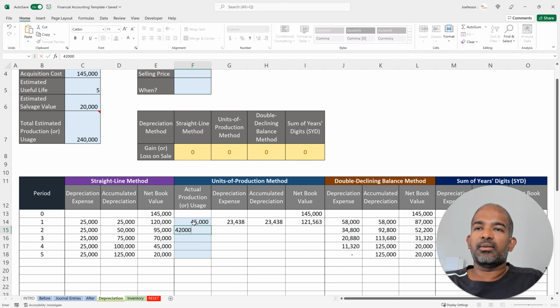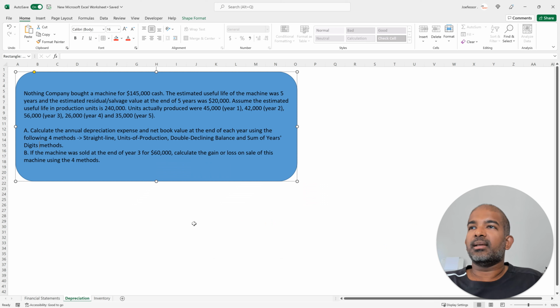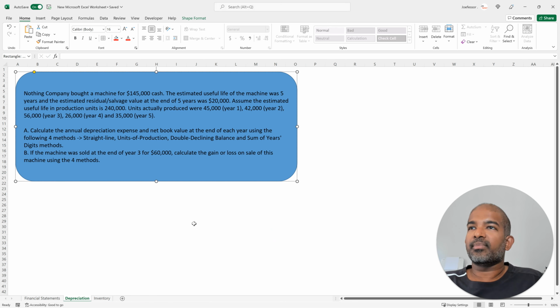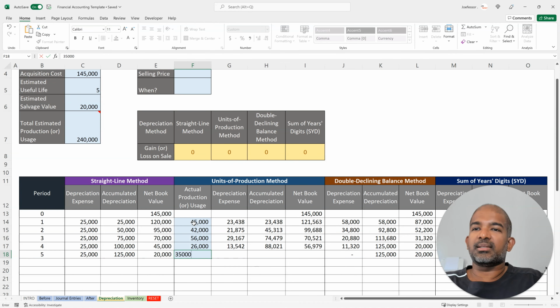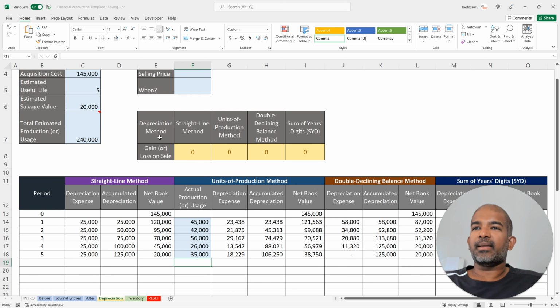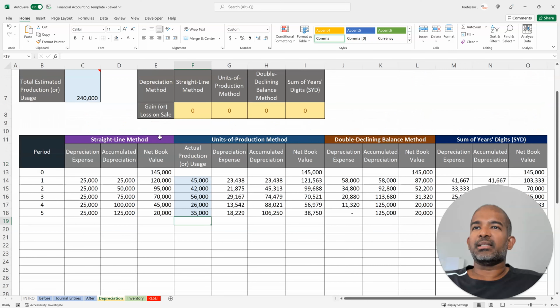45,000, 42,000, 56,000, 26,000, and 35,000. Okay, part A, calculate the annual depreciation expense and net book value at the end of each year using the following 4 methods: straight line method, units of production method, double declining balance, and sum of years digits. Okay, we already have that because in our template we prepared it in such a way.